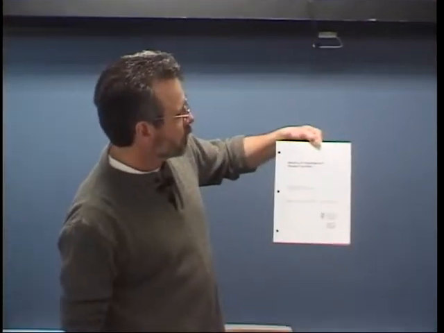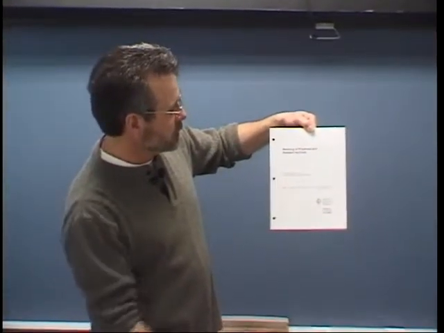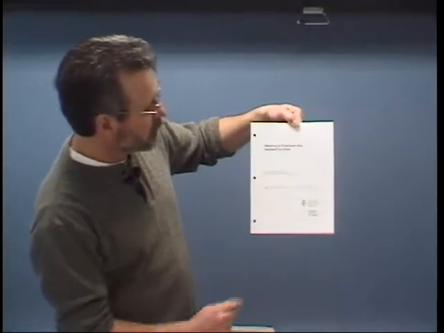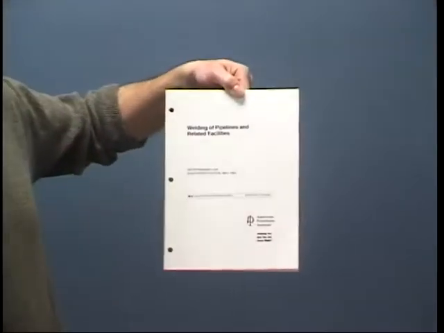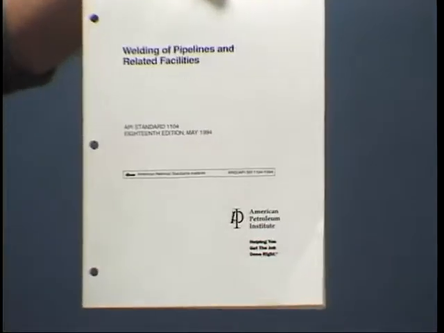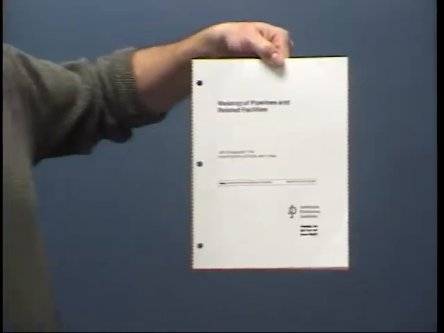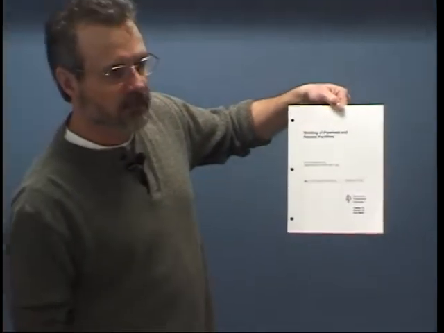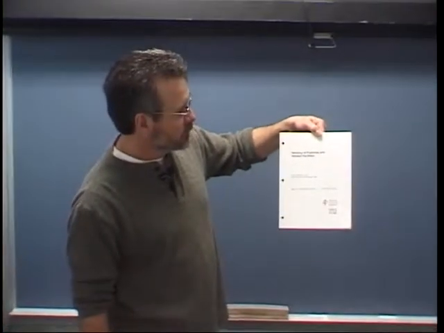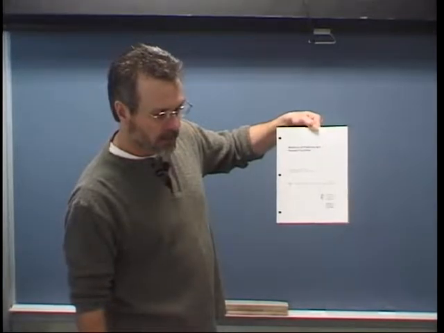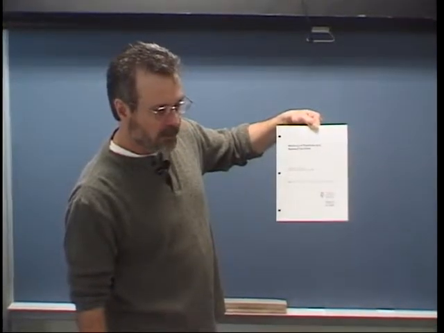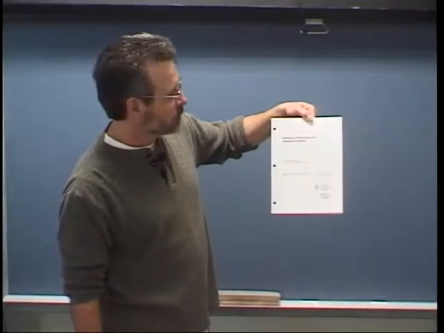So before we get started, let me just show you the one that we're going to use. Welding of Pipelines and Related Facilities, API Standard 1104. Now this is the 18th edition. This is old, out of print now, and this was first issued in May 1994. So we're able to use it for teaching purposes, and the copy that you're going to have will have to be returned at the end of the semester.